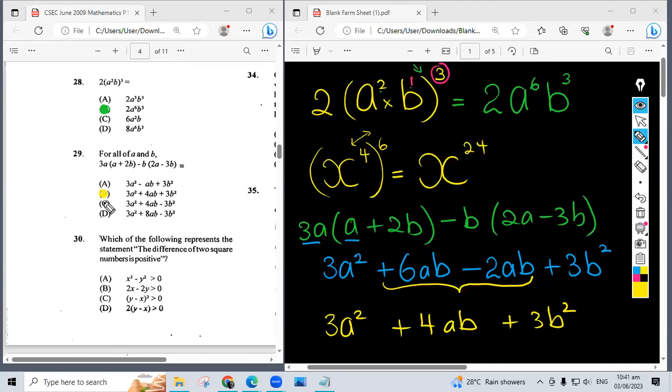All right. Now the answer for number 30 is clearly obvious. The answer for that would be A. Because if something is more than 0, like this, the difference between 2 squares, so difference means the minus. So you have 2 squares and you're minusing them. It was just basically converting the English to maths.